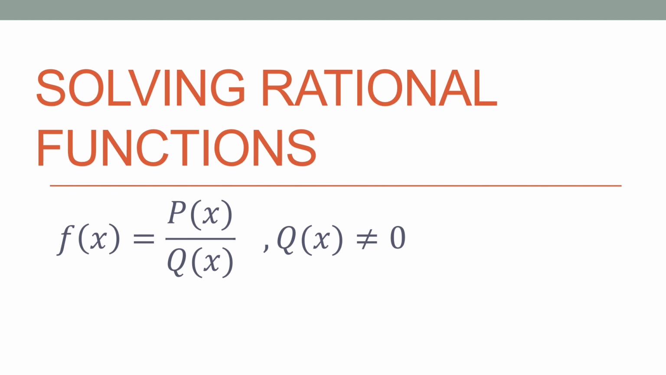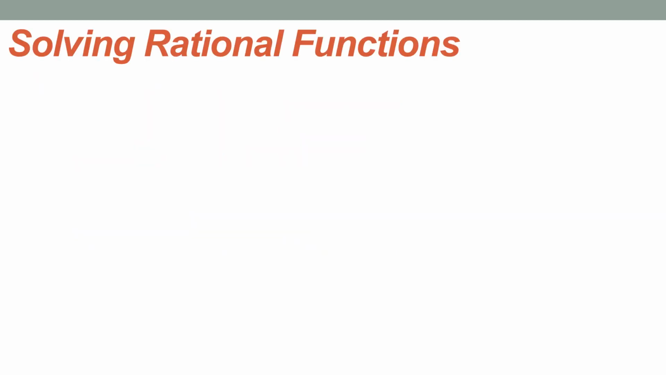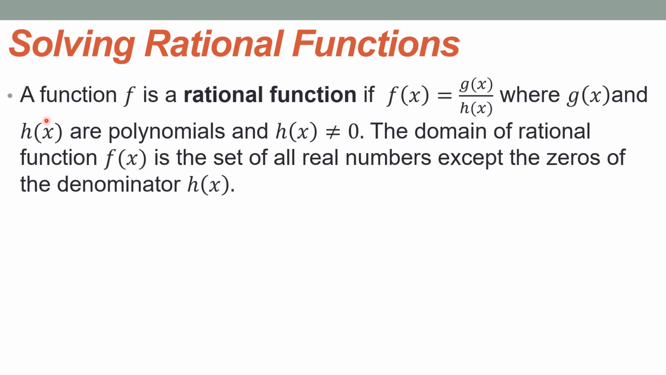So now let us proceed with rational functions, solving rational functions. A function f is a rational function if f of x is equal to g of x over h of x. As you can see, this is just a rewritten form of p of x over q of x, but the thought is the same. G of x, the numerator, and h of x, the denominator, are both polynomial functions, and the denominator h of x is not equal to 0.